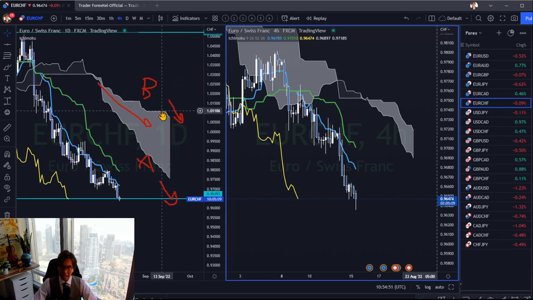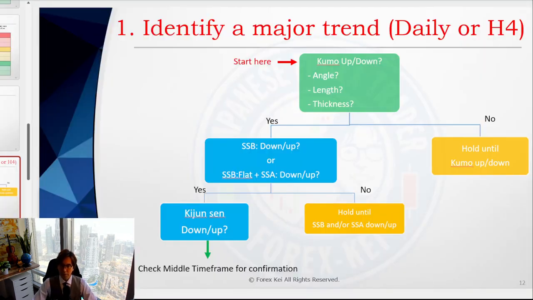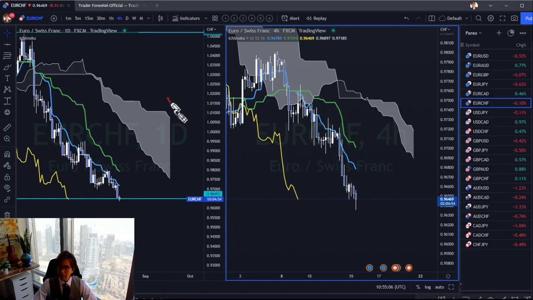Once you confirm the angle down of Senkou Span B and A, you also have to look at the angle, length, and thickness of the Kumo. So angles are down, B and A, and thickness is looking good, right? Because the Kumo gets thicker and thicker. This means this is a stable downtrend in the long term. Even if the market retraces back, that will most likely be a minor retracement, and the market continues going down. That's what this Kumo thickness means. So make sure you have a thick Kumo.